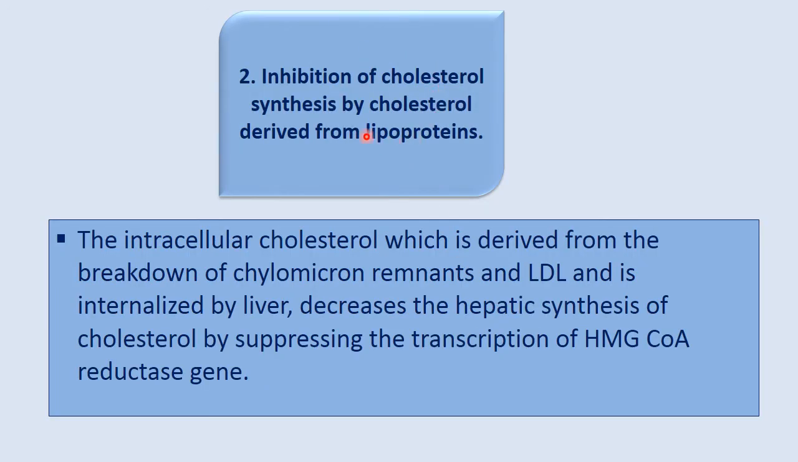The second method of regulation is inhibition of cholesterol synthesis by cholesterol derived from lipoprotein. The intracellular cholesterol derived from breakdown of chylomicron remnants and LDL, internalized by the liver, decreases the hepatic synthesis of cholesterol by suppressing the transcription of HMG coenzyme A reductase.